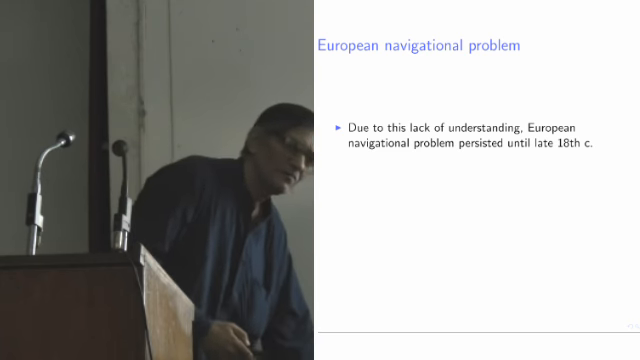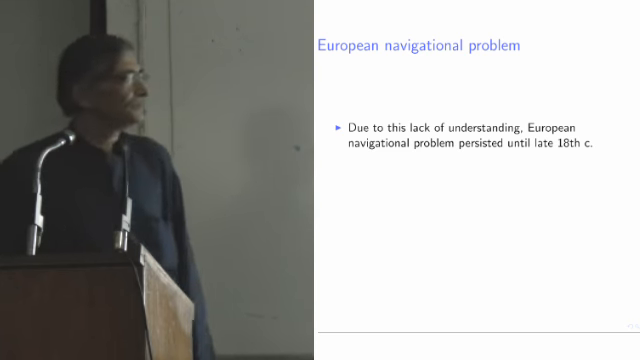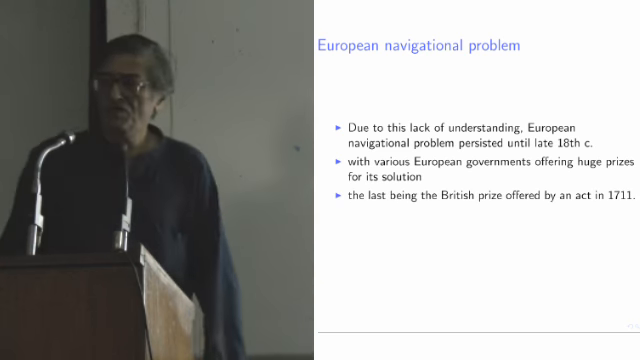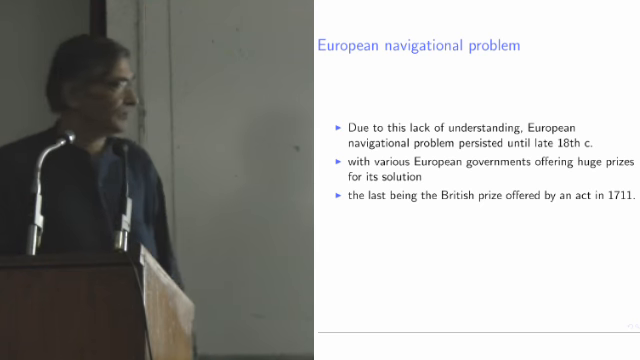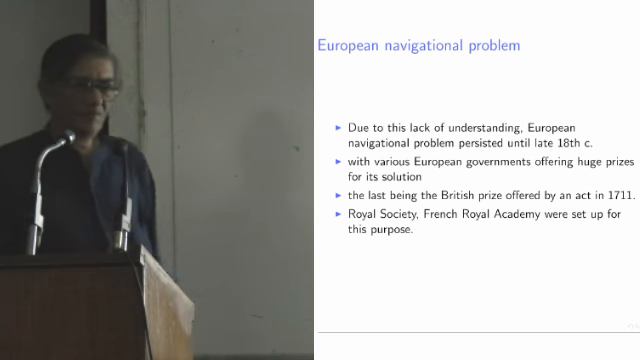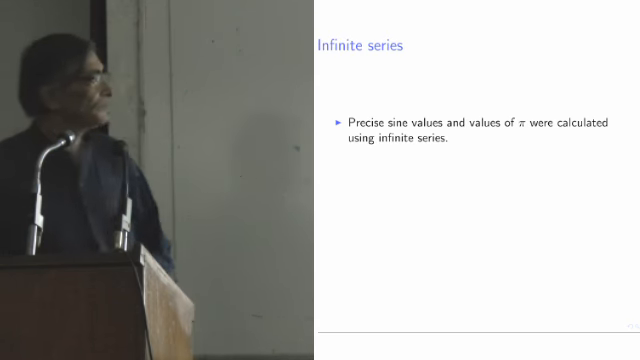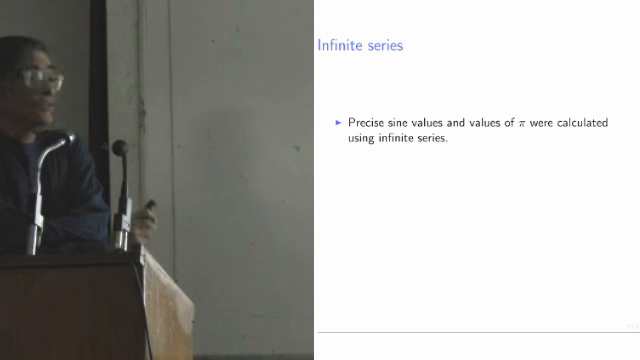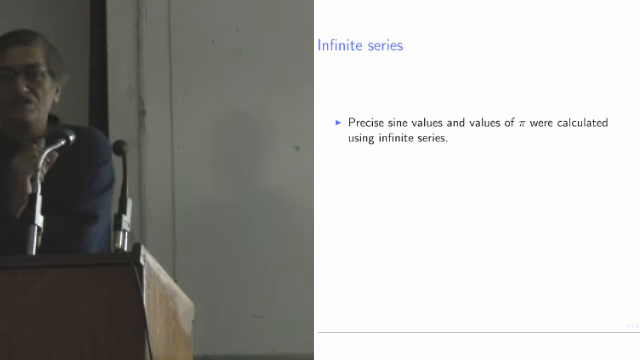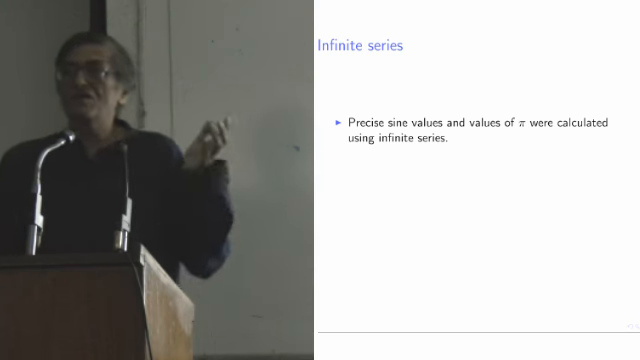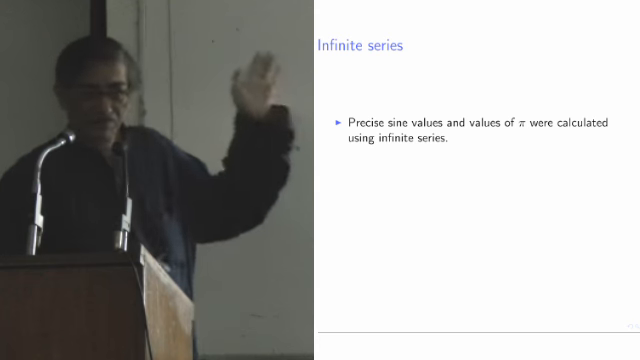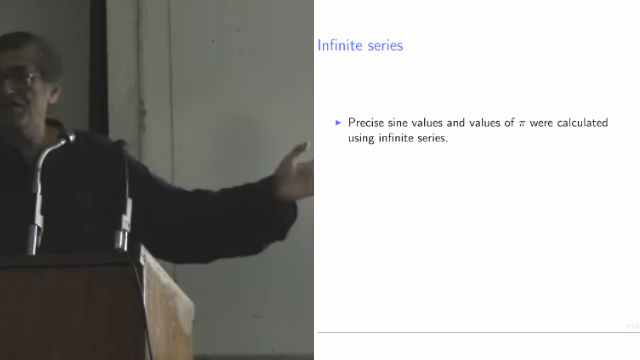So the European navigational problem persisted until the 18th century. Various governments offered big prizes. The last was the British Board of Longitude, 1711. And of course the French Royal Academy, the Royal Society, etc. were set up for the purpose of solving the navigational problem. So these things are very important. They have immense practical value so far as Europe was concerned. These sine values, you think, oh, what is it? Today you have to keep a clock. Oh, what is it? Just some trigonometry. But it was the major challenge at that point of time related to navigation.